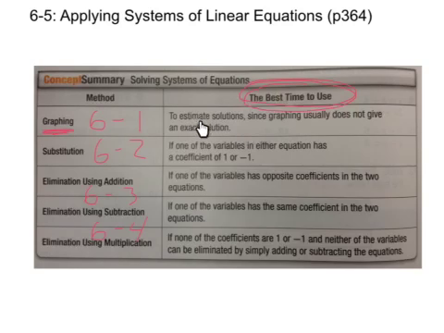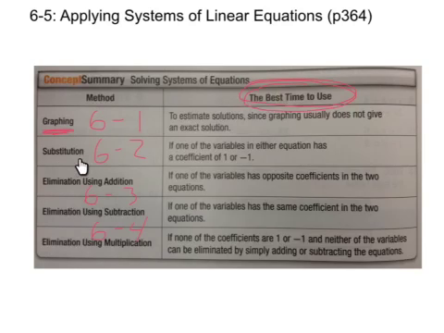Estimate is really important because you're not necessarily going to get an exact answer with graphing, or sometimes it's not going to come up on the grid lines. So since graphing usually does not give an exact solution, graphing will definitely tell you what type of system it is, whether you have one solution, no solutions, or an infinite number of solutions. It's really great for that, but it's not great for precision.